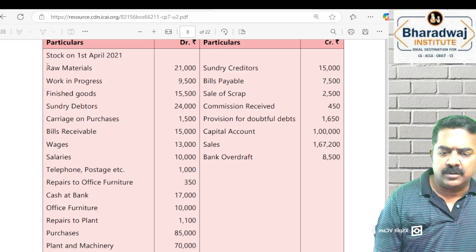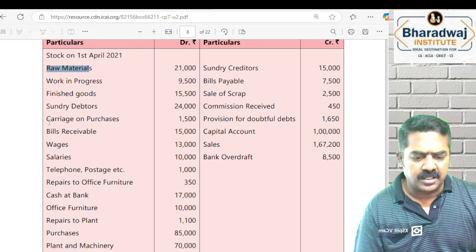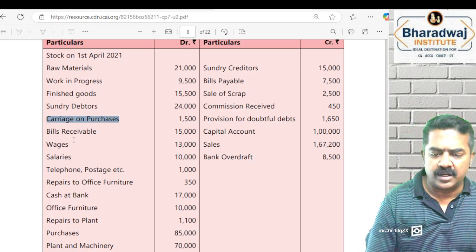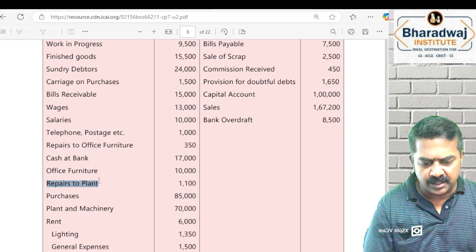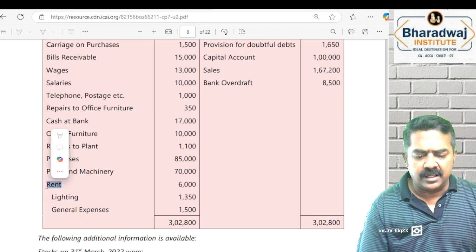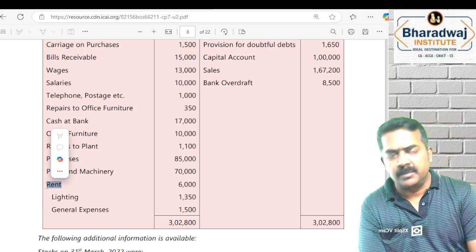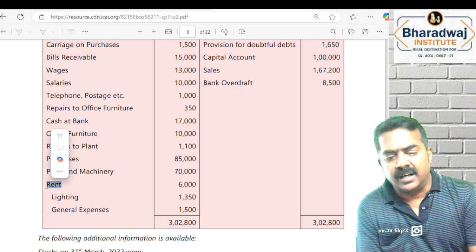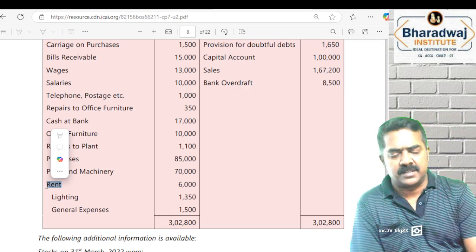So I repeat, opening stock of raw material plus which one? Purchase of raw material, carriage on purchases. Then what else will come? Depreciation on plant will come. Repairs to plant will come. Then how much rent for office? 1/4. 3/4 for factory. Lighting 2/3 is for factory. And for wages, you added outstanding wages. For wages, you have to add which one? Outstanding expenses.